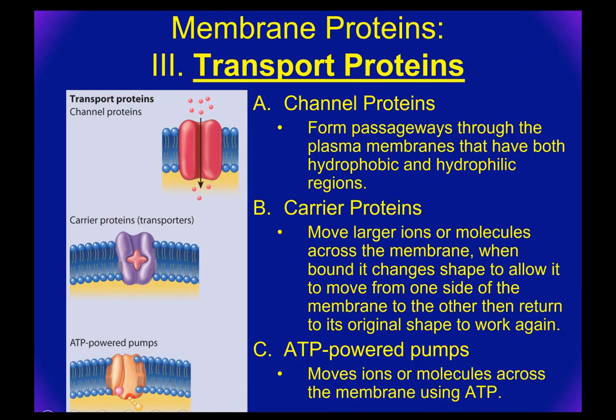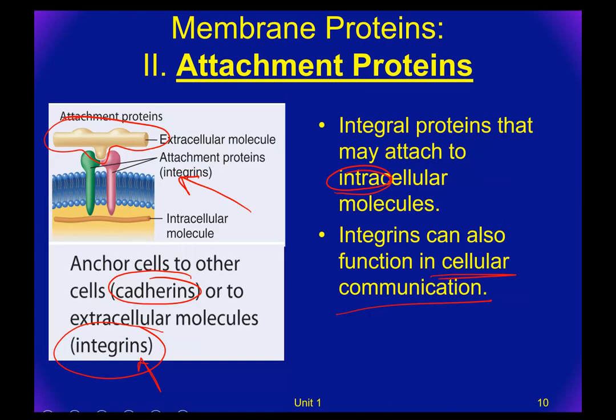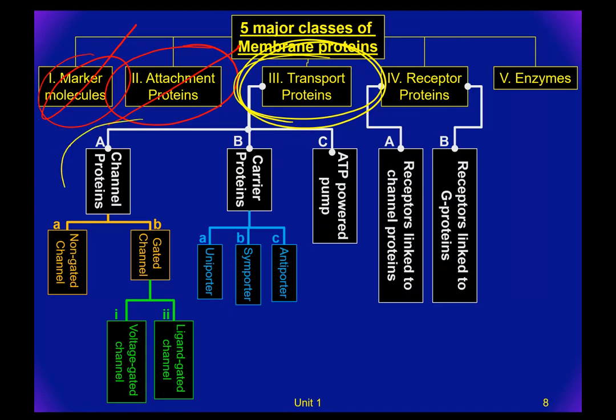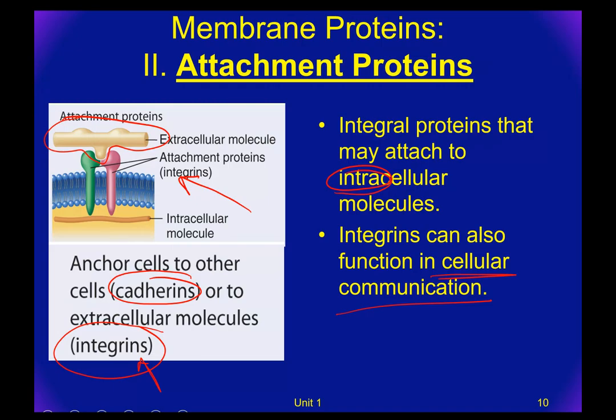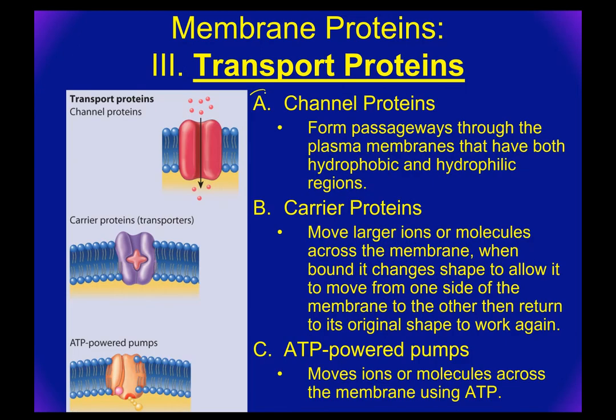So, I'm going to go back a second. You're going to get sick of me doing this. Let's talk about this tier of my umbrella, okay? I've got channel proteins, carrier proteins, and ATP-powered pumps. Channel proteins form passageways through a plasma membrane. And just like our transmembrane protein we talked about slides before, it has hydrophobic and hydrophilic regions. So it's a doorway. Things can go into or out of my cell through this doorway.